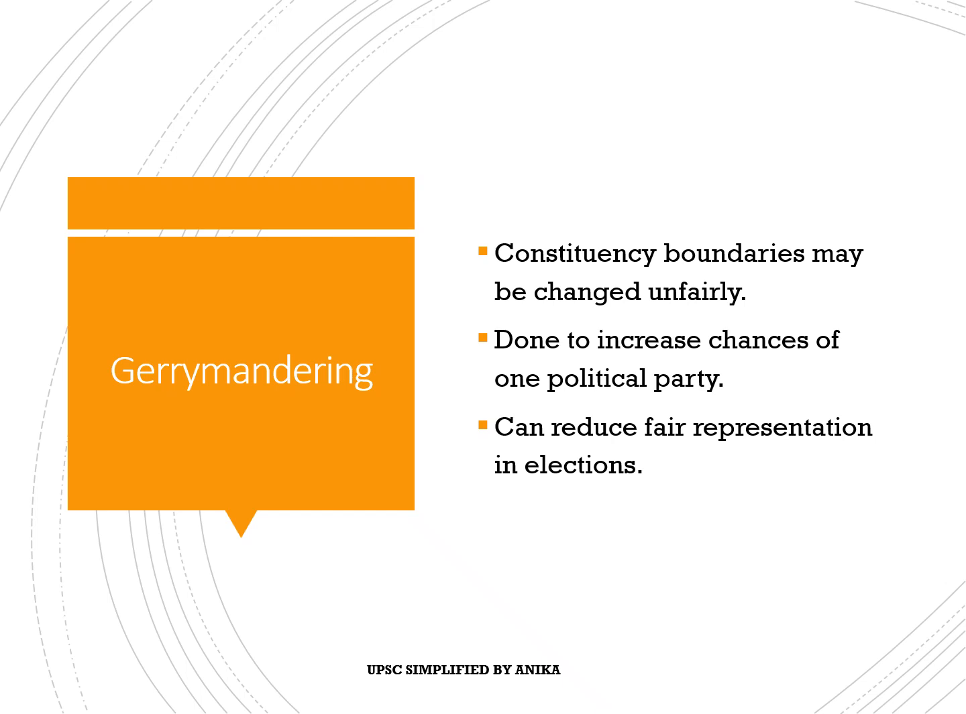Another one. This system encourages gerrymandering. In the first past the post system, political parties may try to change or draw constituency boundaries in a way that increases their chances of winning elections. This practice is called gerrymandering. It is done to give unfair advantage to one party over others.